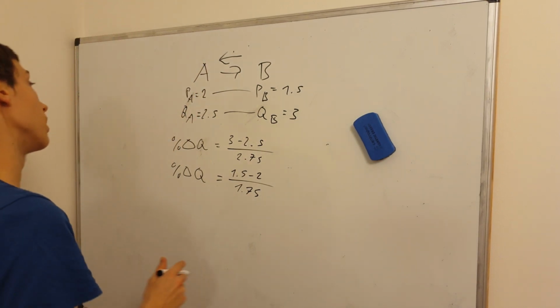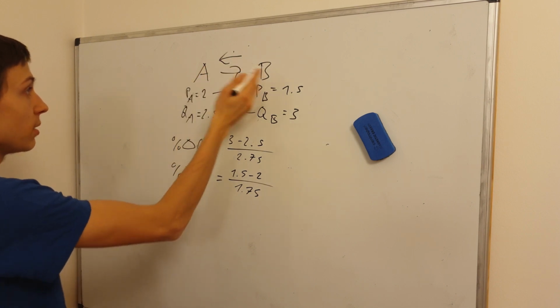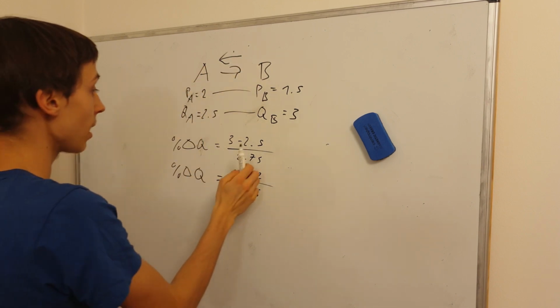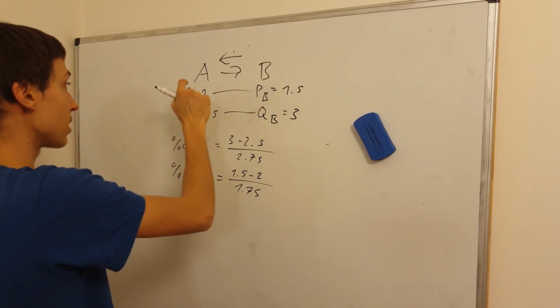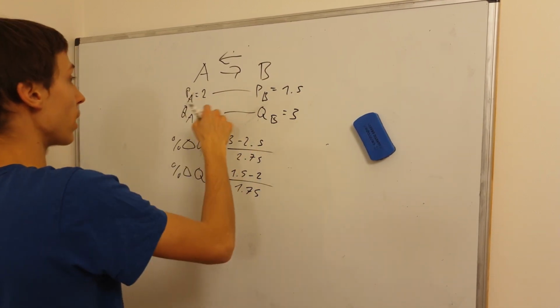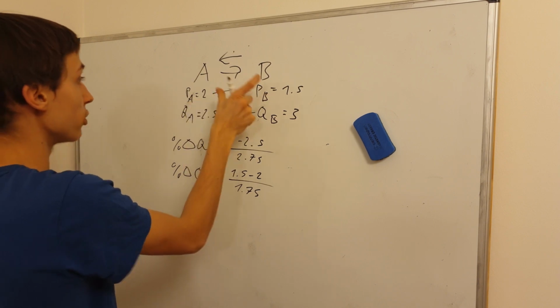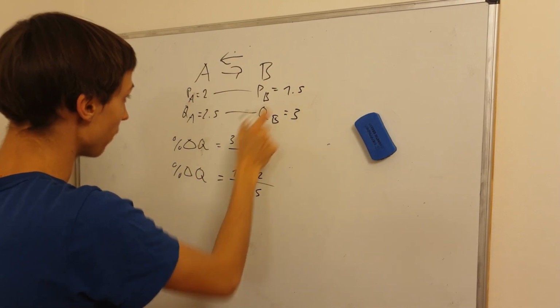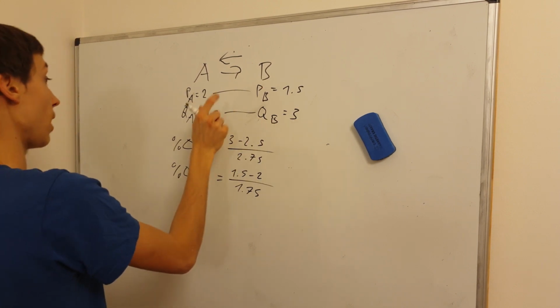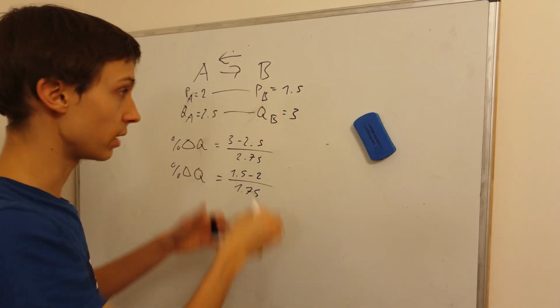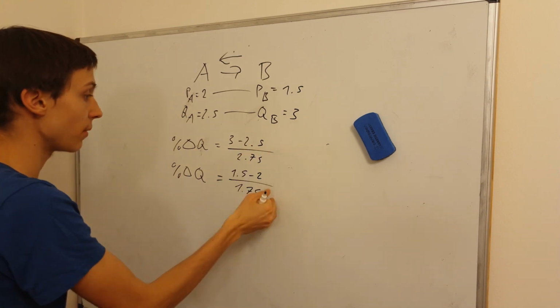So why is it the same from A to B and from B to A? Because we are dividing by the midpoint. In the initial formula, we are dividing by the first number. So we would either be doing 0.5 over 2 or 0.5 over 1.5. And then we will also be doing either 0.5 over 2.5 or 0.5 over 3. So that's the difference. But here, in both cases, we have the midpoint.